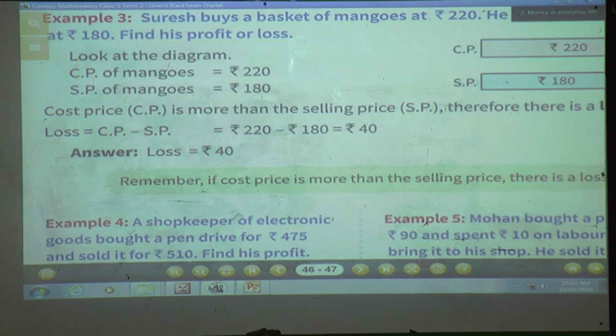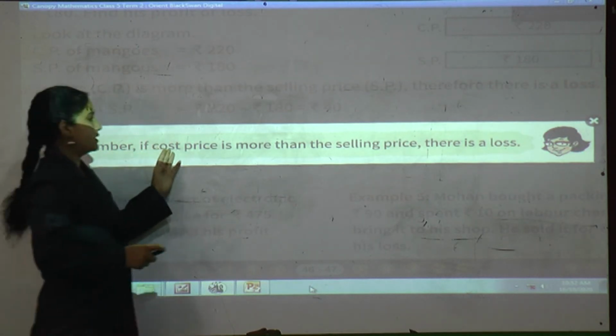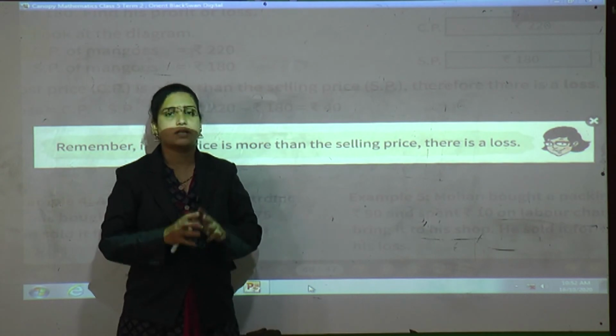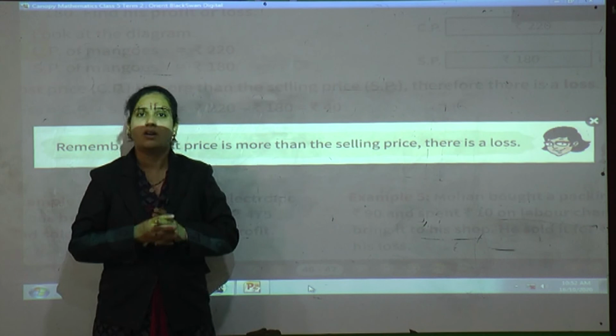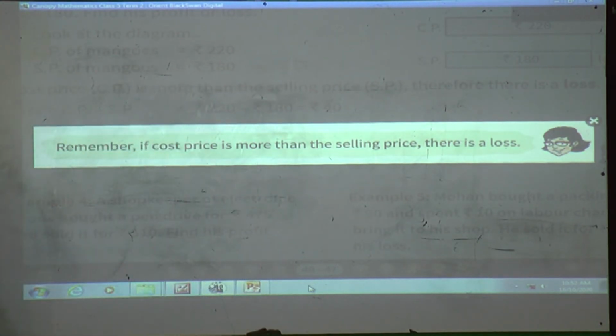Now students, here is also one note. Remember, if cost price is more than the selling price, that is, if CP is more than SP, there is a loss, and if SP is more than CP, there will be a profit. Okay students, now you understood profit and loss?